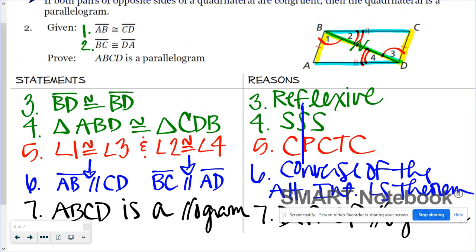We could have simply used one of those two sets of parallel lines in step 6, and we could have said if one pair of opposite sides are parallel and congruent, it's a parallelogram. So either way would have worked. But the key and important thing here is to remember that we can use congruent angles to prove parallel lines in a parallelogram. That is probably going to be really useful to us.